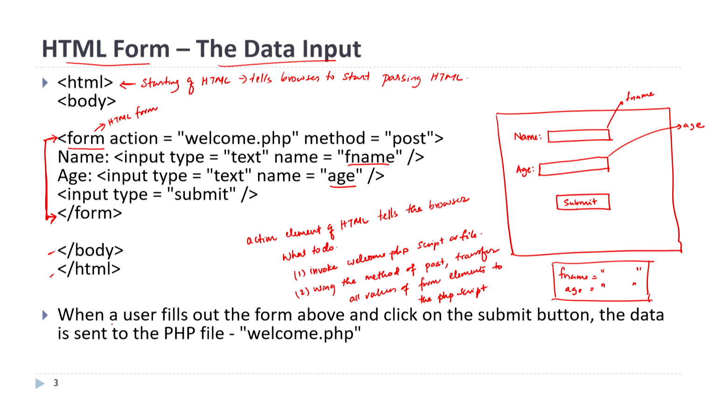So, when any user fills out the form above and clicks the submit button, the data is sent to the PHP file welcome.php and it is done with the post. The method is post. So, it will go in the $_POST variable. So, if you want to find where this data is in that PHP file, you just need to go there and call the $_POST variable, and you can extract all those variables and values right there at that point. Okay. So, that is what happens in this.